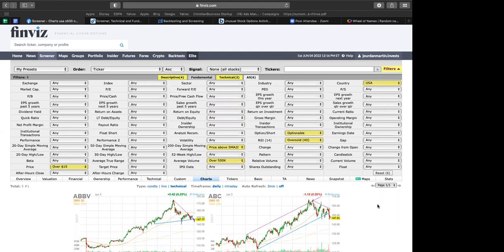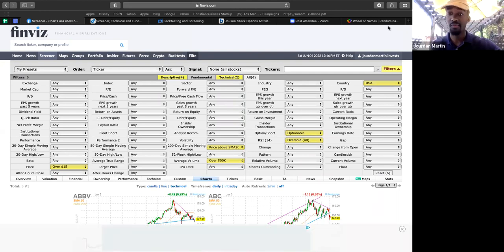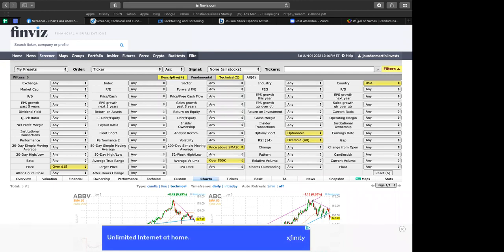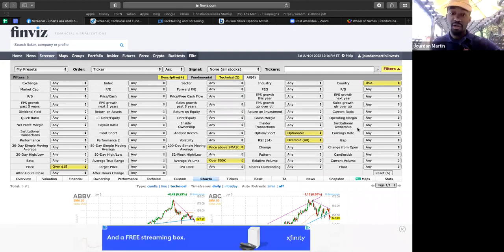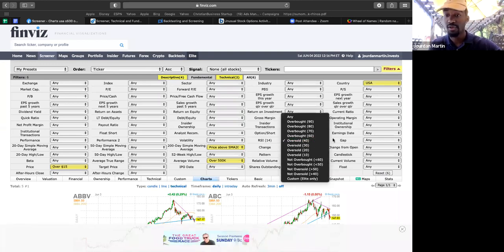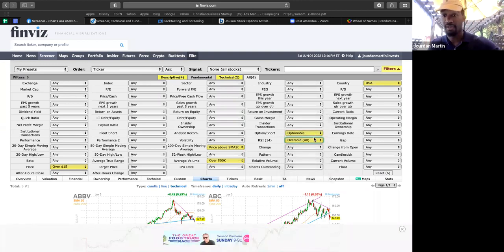So if you need to screenshot that, or write down the specific criteria I have on here, you can. It's price above the 200-day moving average, average volume over 500,000, price above $15. I prefer the RSI to be oversold at 30, but I'm showing 40 just for the sake of having the charts pulled up for this.